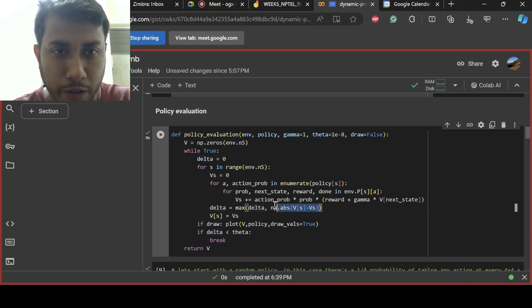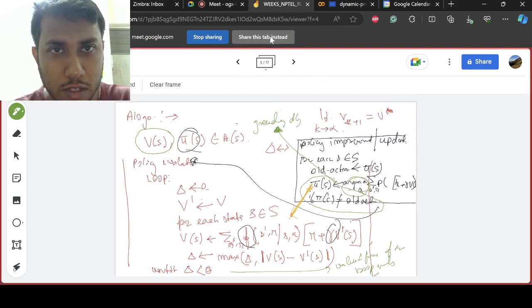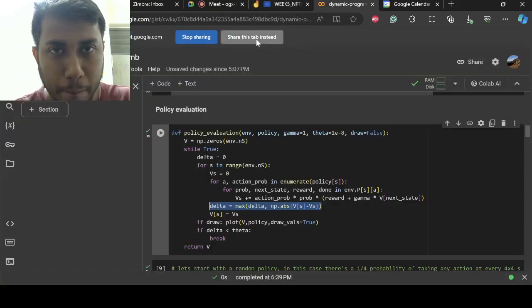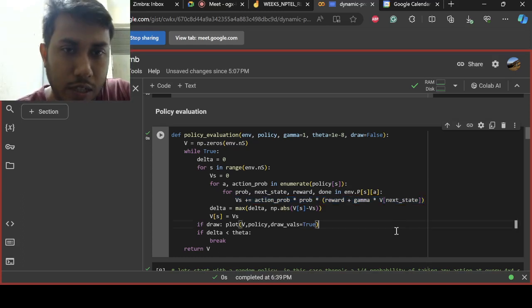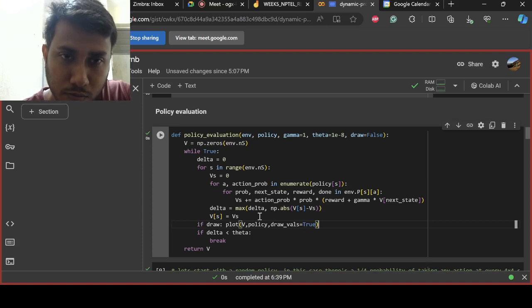You see, the same thing we have done here, right? The code, this part you remember, we are doing it here. V of s is equal to the action probability into reward plus gamma times the next value. That is the thing you are doing here, nothing more. Then you add up your delta, and that is your policy evaluation.